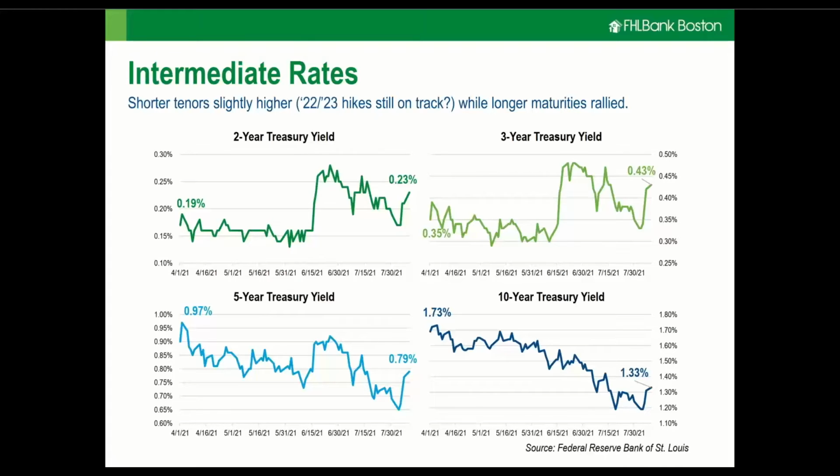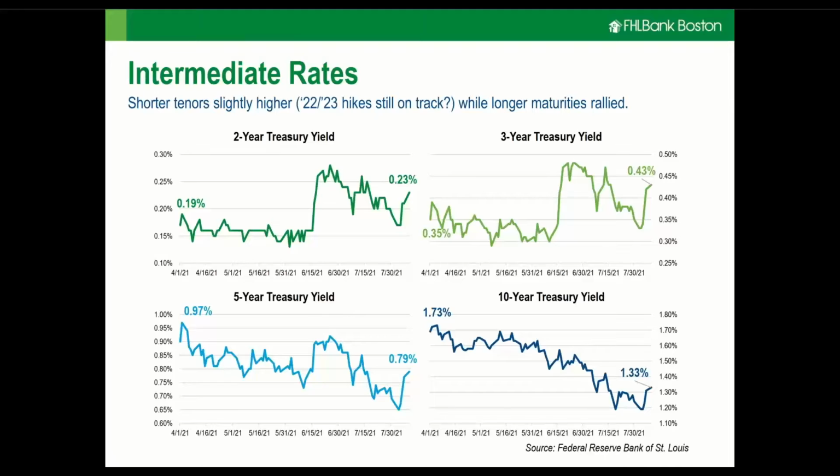As you can see from the bottom two charts, the 5-year peaked at 97 basis points before making its decline, and the 10-year peaked at 173. There's been a bit of a bounce back off the lows in the past week or so, but with Delta concerns as well as questions around long-term growth, the bounce back has been limited.